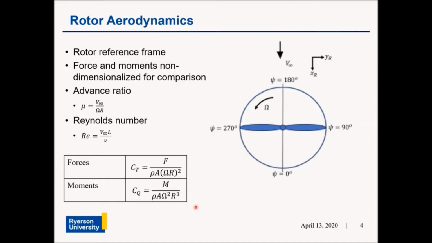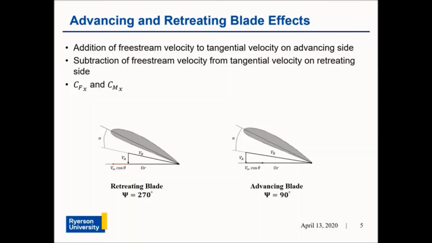All the forces and moments in this thesis were non-dimensionalized using these equations here. The forces and moments that were recorded were a function of the azimuth location of the blade within the rotor disc. First, I will talk about the effects caused by the advancing and retreating blades.